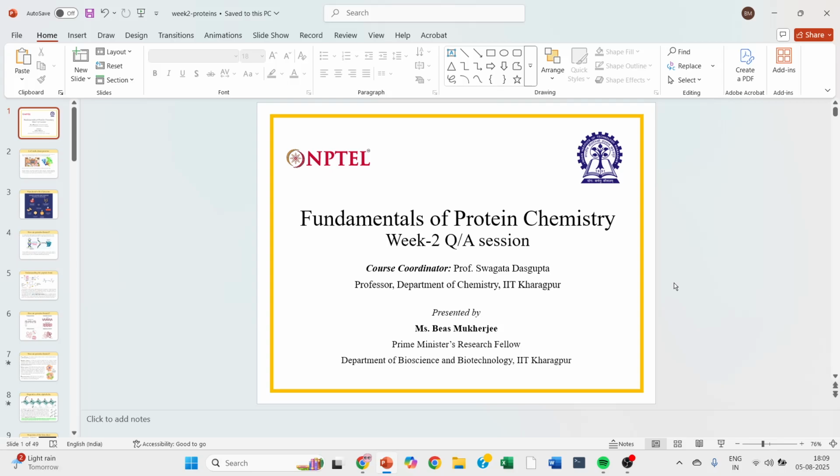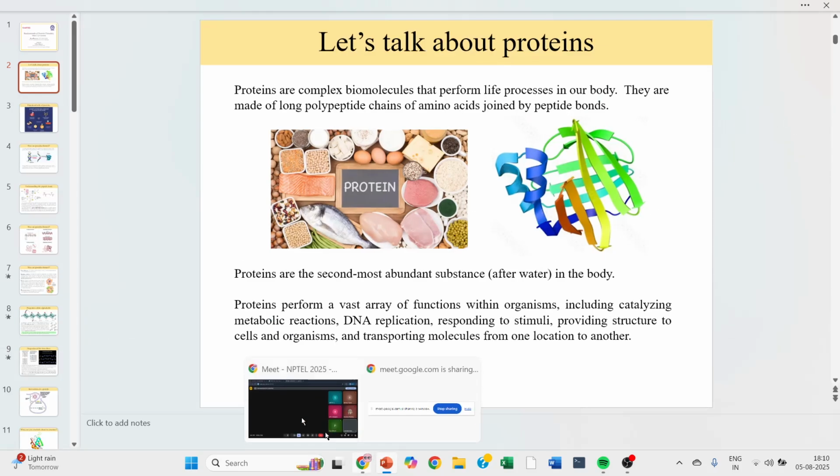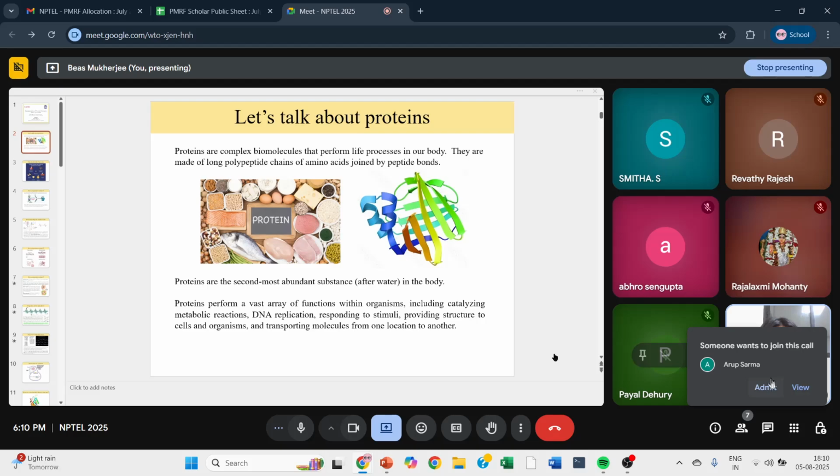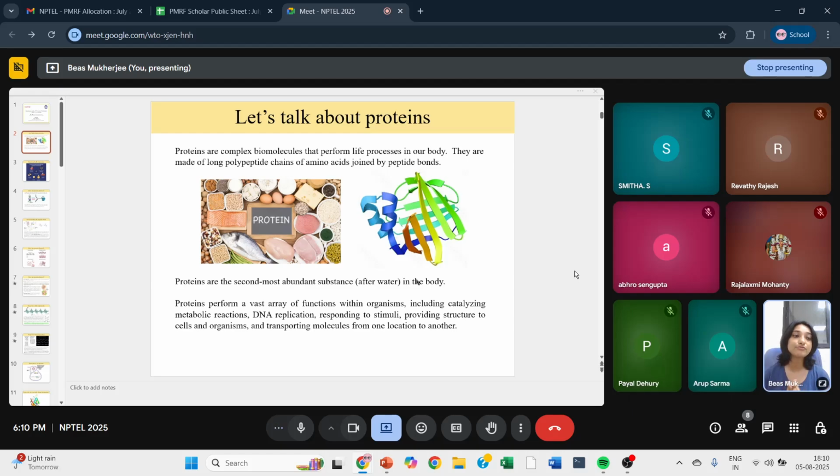So today we are going to talk about proteins. You tell me if you're not able to see. So what are proteins? Proteins are complex biological molecules that perform life processes in our body, and they're made up of long polypeptide chains of amino acids joined by peptide bonds. Now proteins are the second most abundant substance in our body after water.